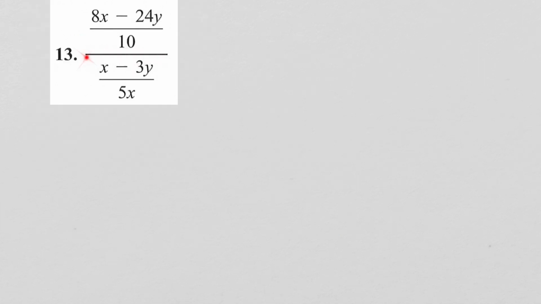Okay, here's our main fraction bar, and there's just a single fraction in both the numerator and the denominator. So I'm going to flip this upside down and multiply it by the numerator. But I'm going to factor this while I can. So I'm going to have 8 parentheses x minus 3y over 10. That's the top fraction. The bottom fraction, I'm going to change it to a multiplication by flipping this upside down. So I have 5x over x minus 3y.